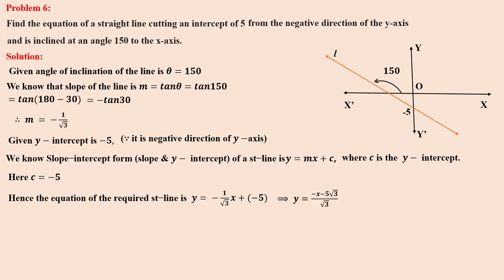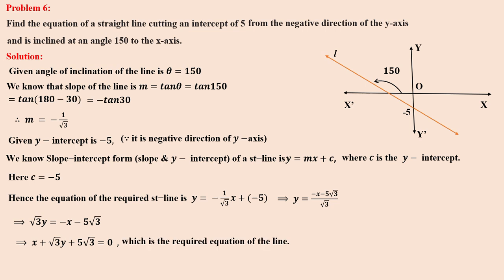So y = (-x - 5√3)/√3, taking √3 as LCM. Cross multiplying, y√3 = -x - 5√3. Taking -x and -5√3 to the left hand side, x + √3y + 5√3 = 0, which is the required equation of the line, right?